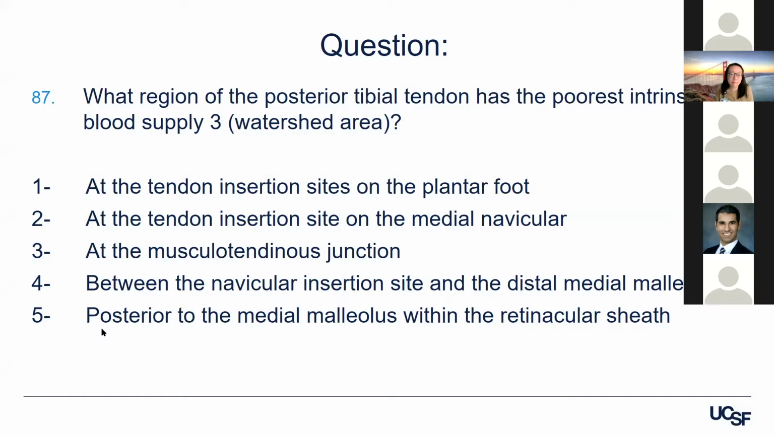All right. So what region of the posterior tibial tendon has the poorest intrinsic blood supply, aka the watershed area? At the tendon insertion site on the plantar foot, the tendon insertion site on the medial navicular, at the musculotendinous junction, between the navicular insertion site and the distal medial malleolus, or posterior to the medial malleolus within the retinacular sheath. I believe, like you said, it's between the navicular insertion site and the distal medial malleolus.